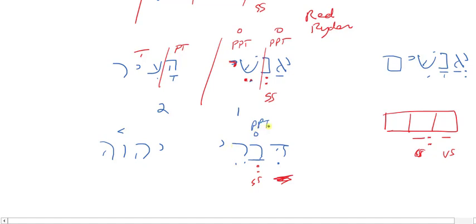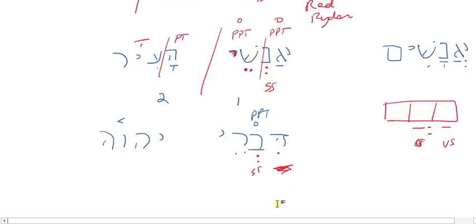Okay. Now, number 6. Real quickly. We're almost out of time, but we can knock this one out. Number 6 of Ross, we have Melech. Melech. What do you know about the word Melech?